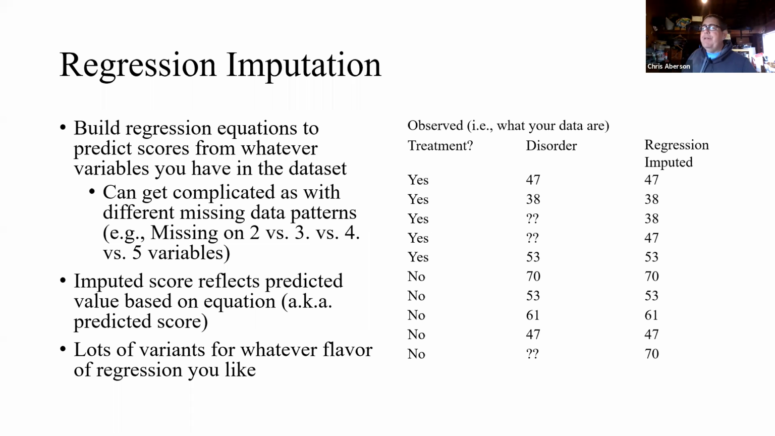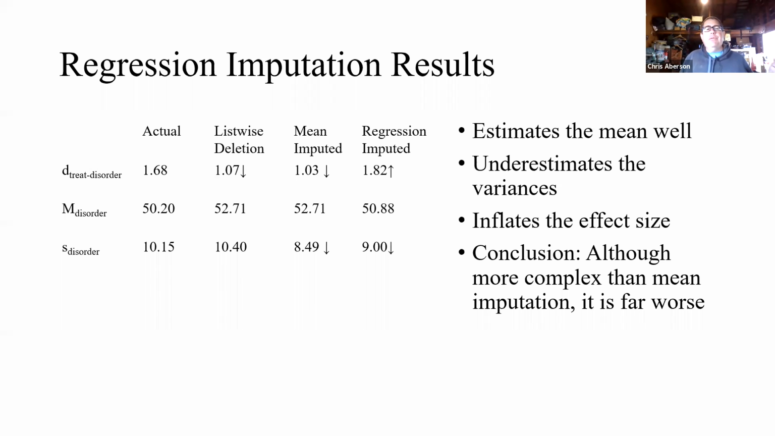All right, regression imputation. Hey, not the mean, but how about a predicted score? I can predict what somebody's score is going to be using multiple regression, or using regression with whatever variables I have in my data set. I can get a predicted score here. There are lots of variants for whatever type of regression you want to do. So we assign it the predicted score. What sort of influence does that have?